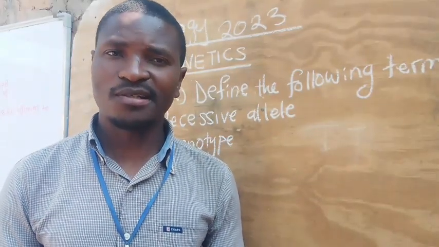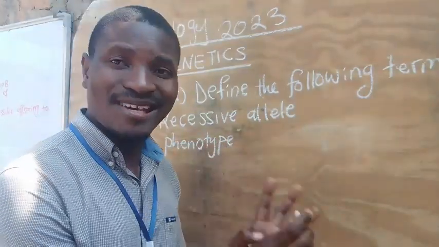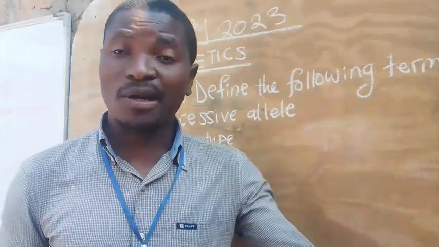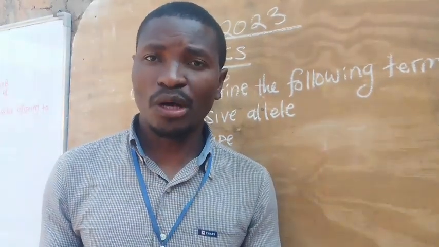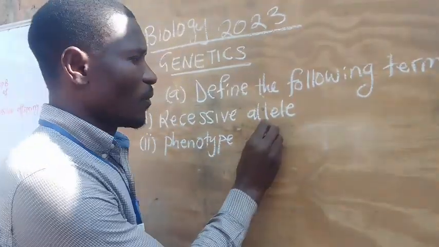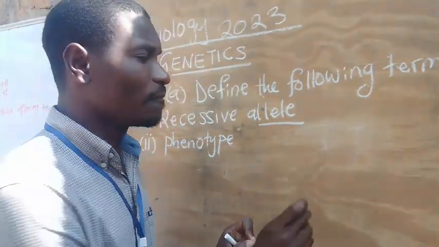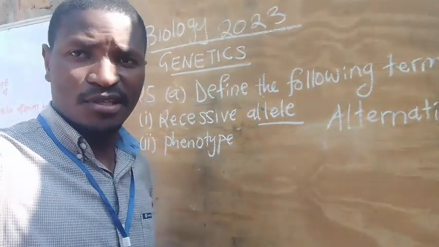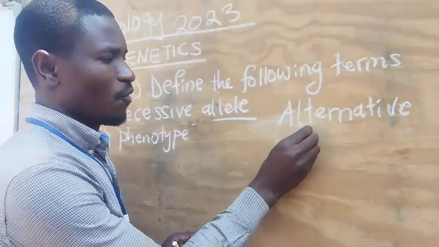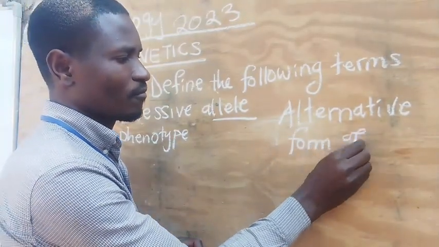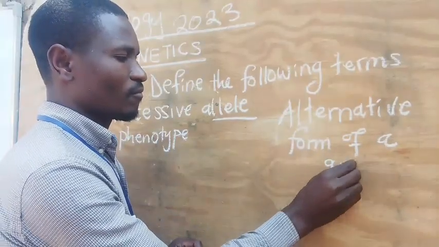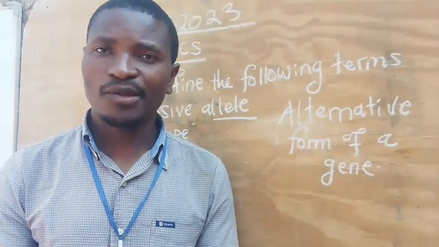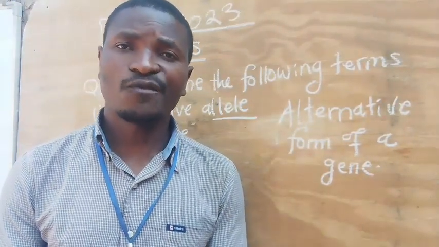One of the things that you need to understand is, first of all, a recessive is a kind of gene that is always suppressed in the physical appearance. And then, what is an allele? An allele is just an alternative form of a gene.